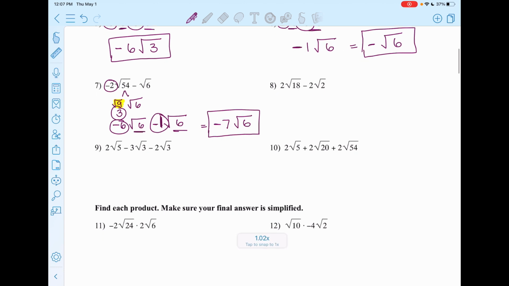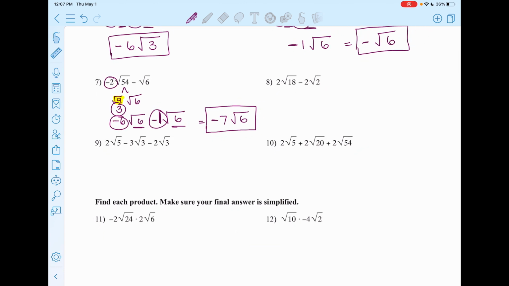And then looking at number 9, please make sure that you only combine the radicals that have the same insides. So for example, I can only combine the negative 3 radical 3 and the negative 2 radical 3 to get negative 5 radical 3. And then I just copy down the 2 radical 5 since it couldn't be combined with anything else.